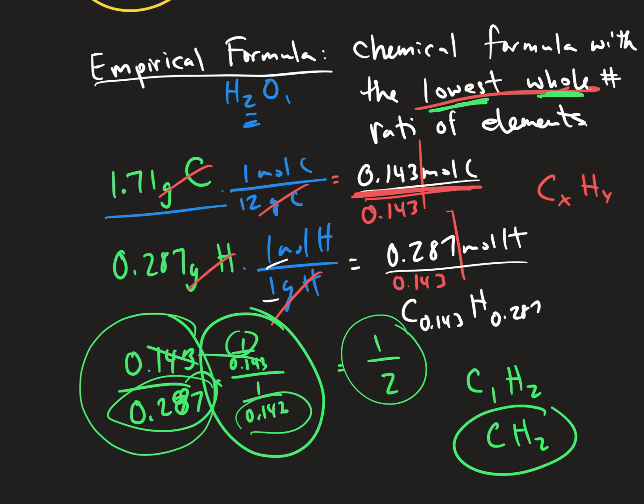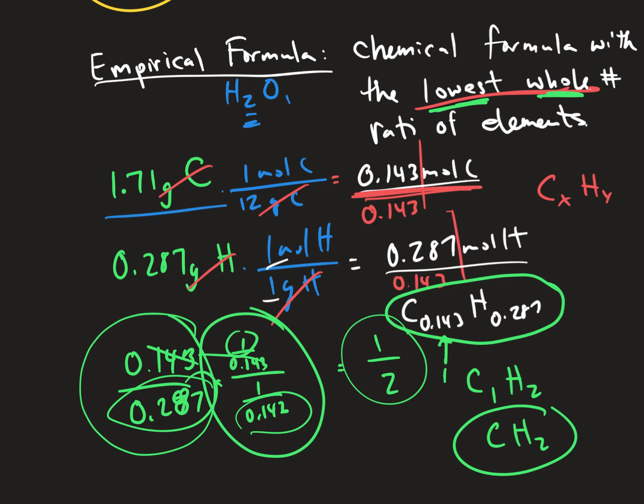So if we have this right here, which one of those is the lowest amount? 0.143 or 0.287? 0.143. So we want to convert that into a 1, because that's the lowest whole number. Now it might not be a 1, and I'll show you what to do in that case. But for the simple case, we want to make that into a 1.